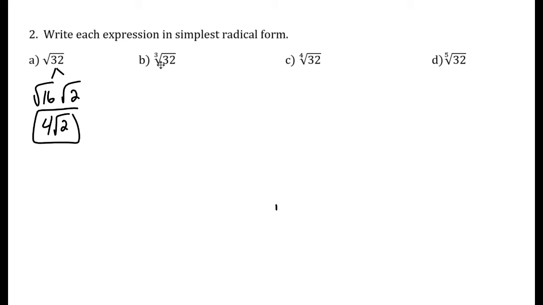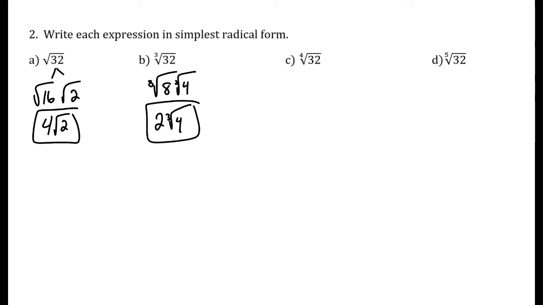Now I'm doing the cube root of 32. I don't want the biggest perfect square, I want the biggest perfect cube. 1, 8, 27, 64. So clearly 8. I'm going to split this up as the cube root of 8 and the cube root of 4. Well, the cube root of 8 is 2, so this is 2. The cube root of 8 is 2 because 2 times 2 times 2. So 2 cube roots of 4.